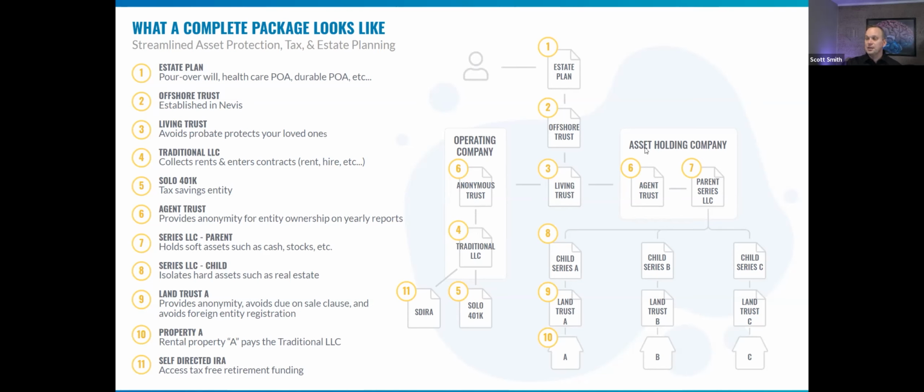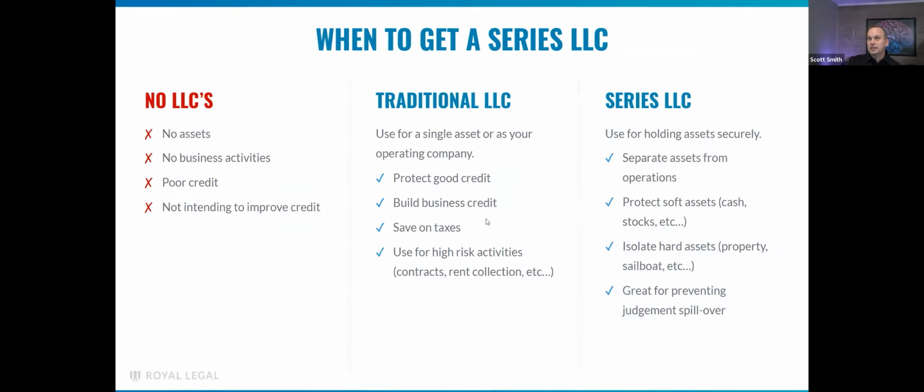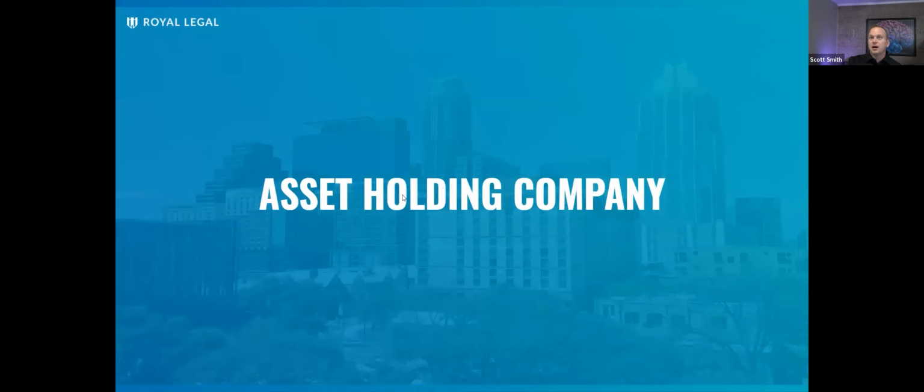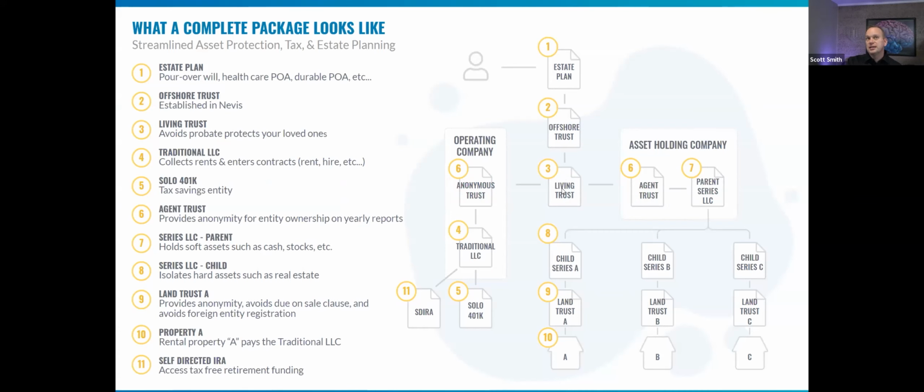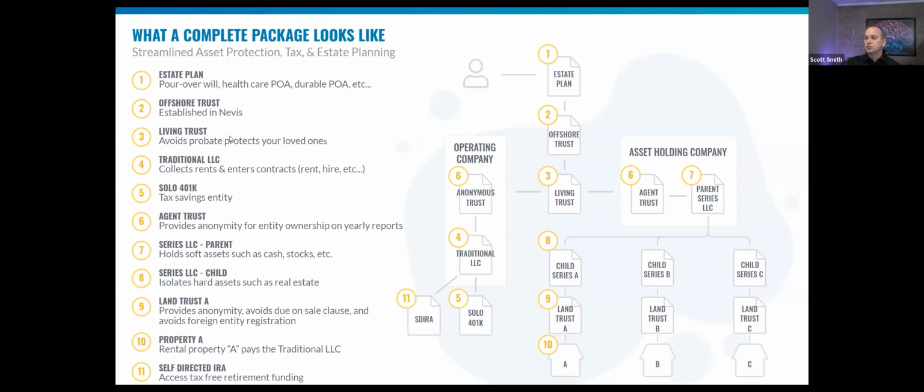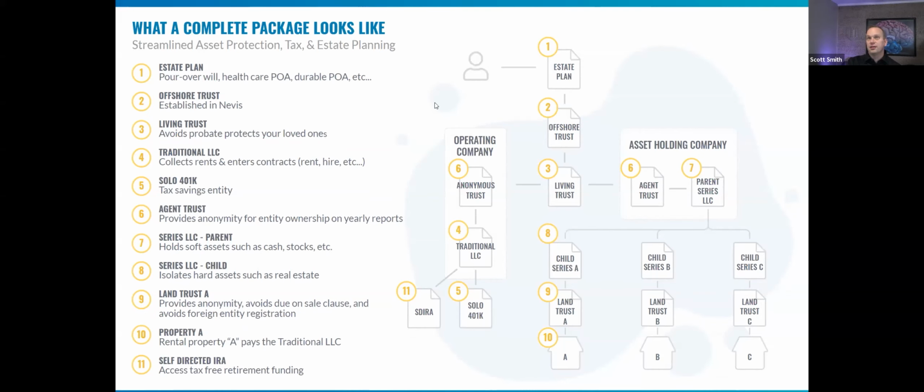The asset holding company protects all of our assets and all of our stuff. Our operating company protects us and our credit score and serves as our face to the world and the blocker from anybody that tries to hurt our credit score by suing us personally. You'll also see here that all of these holding companies are in turn owned by our living trust, and our living trust is the ultimate owner of everything in our lives.